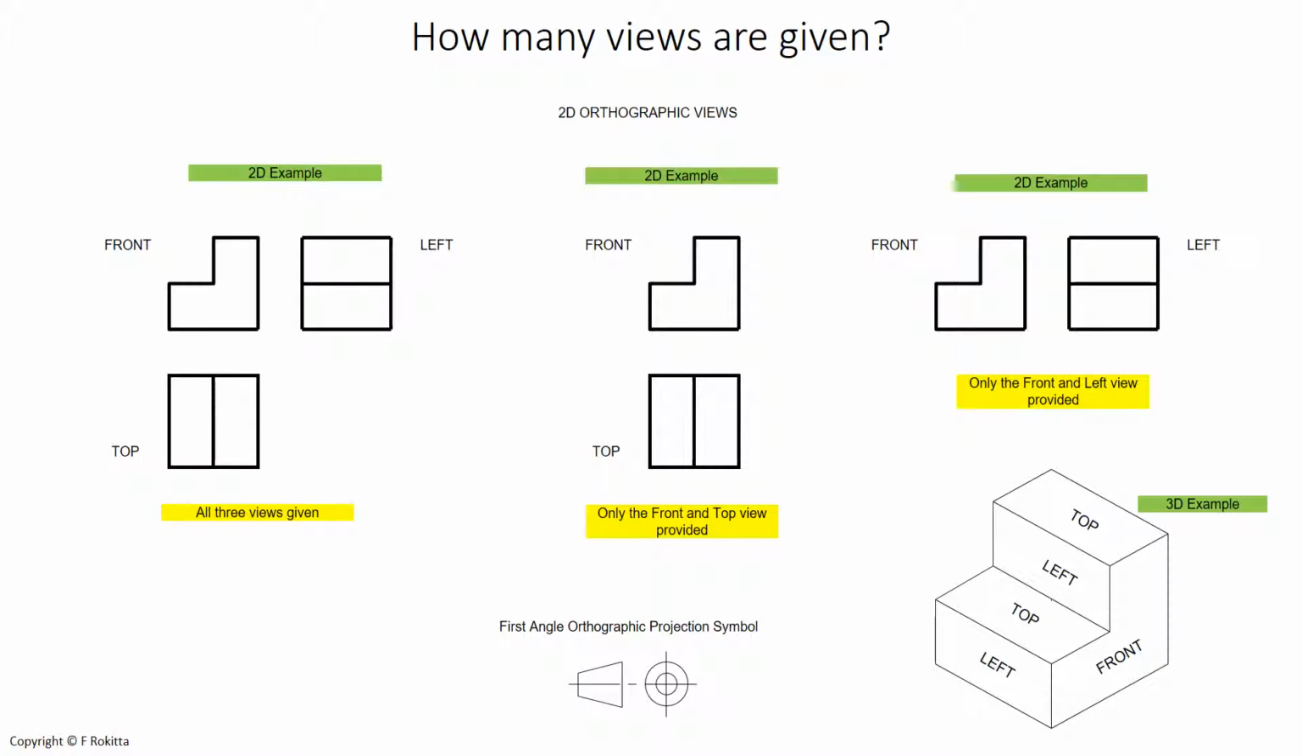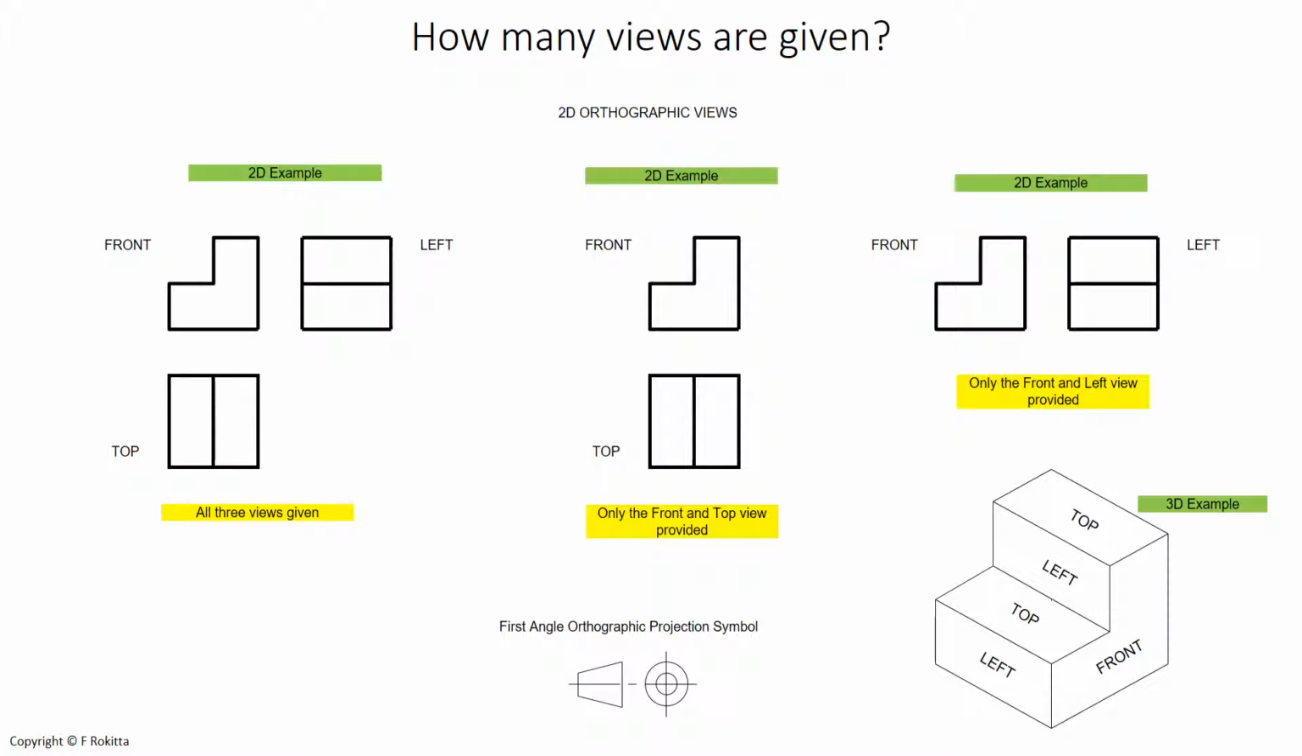How many views are given? We have to inspect closely the views that have been provided to us in our question. In order for us to draw the isometric answer of our model, we need to have enough information in the question provided to us. On the far left, we see that all three views of the model have been provided. All these examples are in first angle.